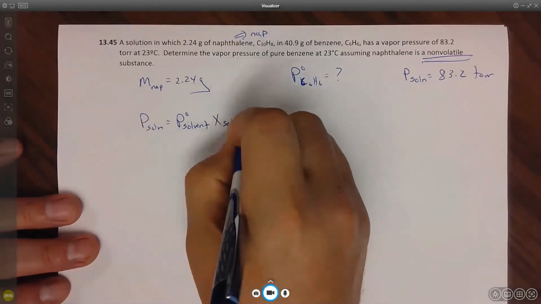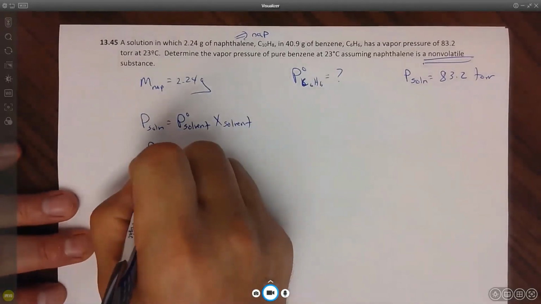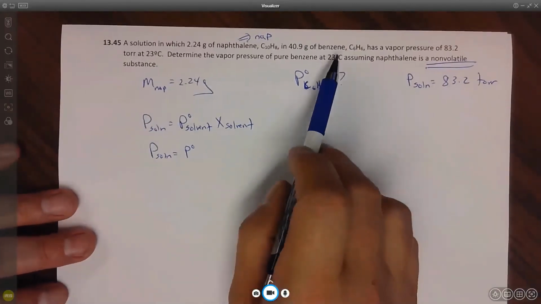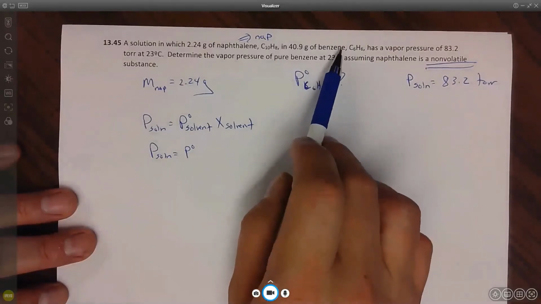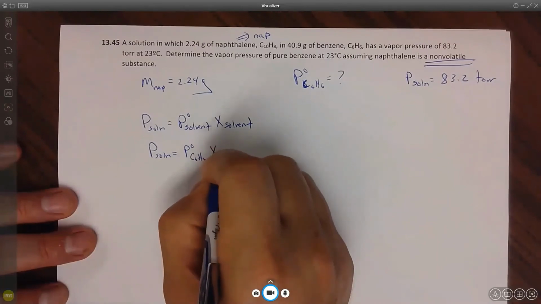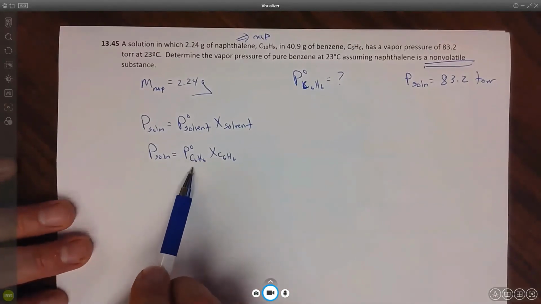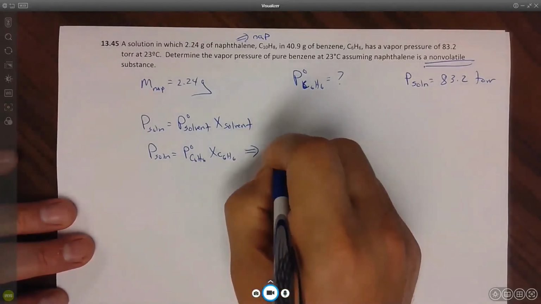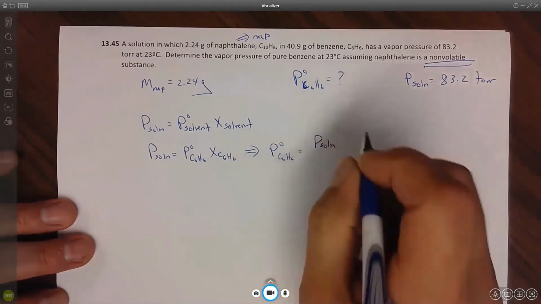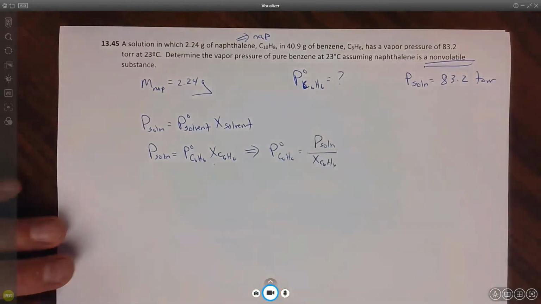Now I'll make this a little bit more specific. Our solution is the naphthalene in benzene, so I'll just keep calling that the solution. The solvent is the benzene, right? So this was dissolved in this. So this is our solvent, and that would be the mole fraction of the solvent. And I am looking for this, so I would simply rearrange this equation. The vapor pressure of the pure solvent is just going to be the vapor pressure of the solution, dividing both sides by the mole fraction of the solvent, benzene.